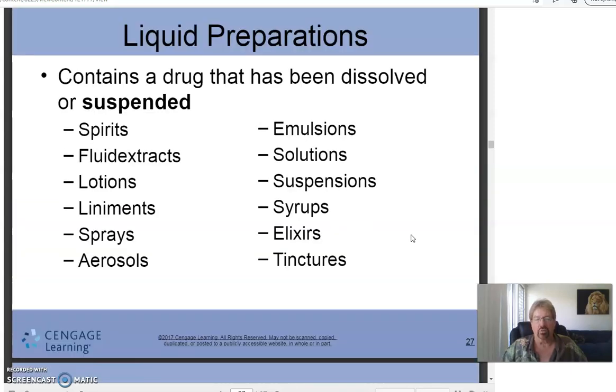Make sure you know basically what these things are, guys. You'll have some questions on that, but read the text to get all this down. Like an elixir has an alcohol base.